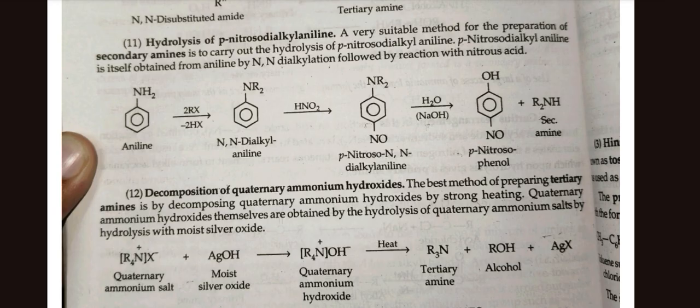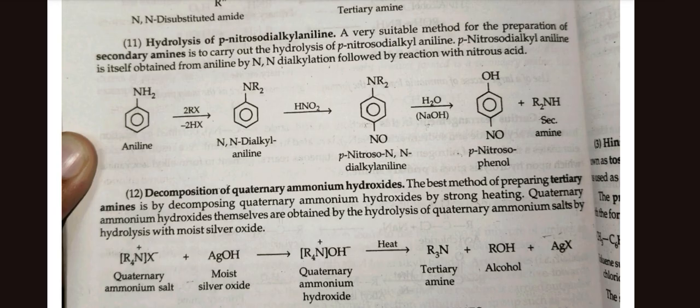Para-nitrosodialkyl aniline is itself obtained from aniline by N-dialkylation followed by reaction with nitrous acid. Aniline in the presence of 2RX, with 2 moles of HX eliminated, gives N-dialkyl aniline. Further reaction with HNO2 gives para-nitroso N-dialkyl aniline. Further reaction with H2O or NaOH gives para-nitrosophenol plus a secondary amine.